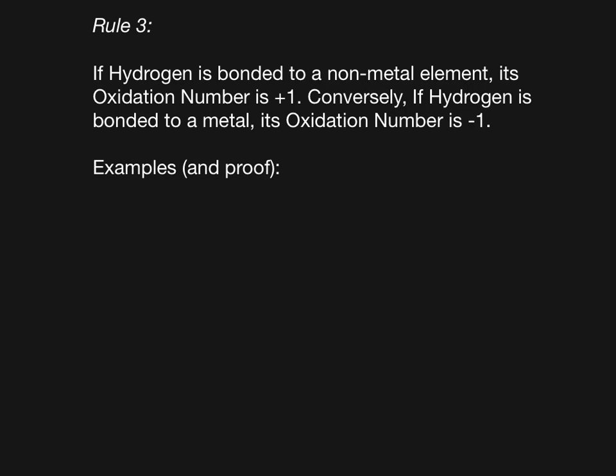So the third rule of oxidation numbers is that if hydrogen is bonded to a non-metal, its oxidation number is going to be +1. On the other hand, if hydrogen is bonded to a metal, its oxidation number is going to be -1. So just a couple of examples for this slide. So if I take hydrogen bromide, and let's say that I'm going to separate them.